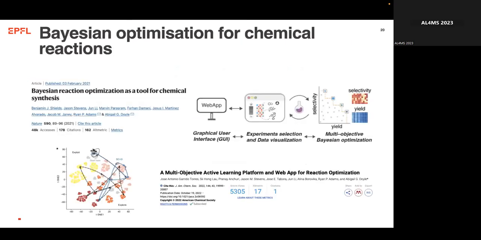I think no talk on Bayesian optimization for chemical reactions would be complete without highlighting Abigail Doyle's work, which really made it very popular with this Nature publication in 2021. And recently they updated the work with a web app that does multi-objective Bayesian optimization.